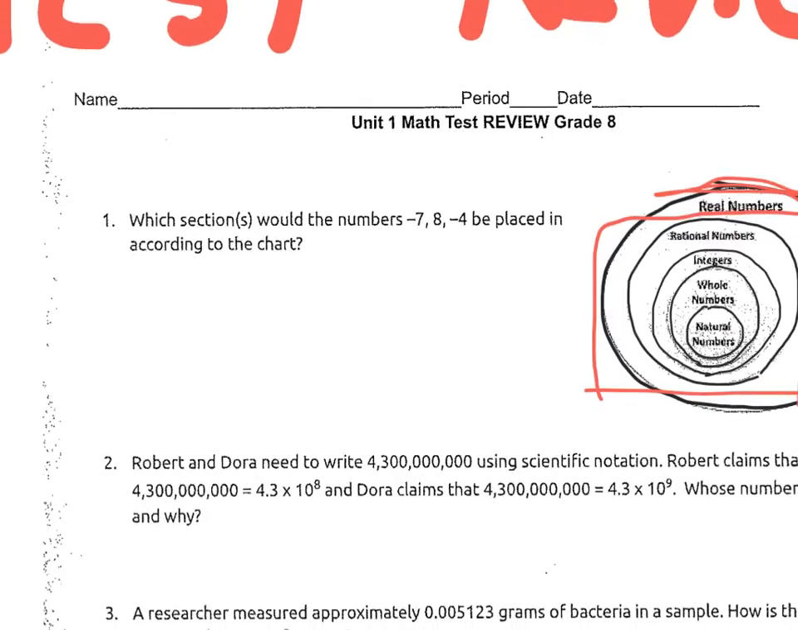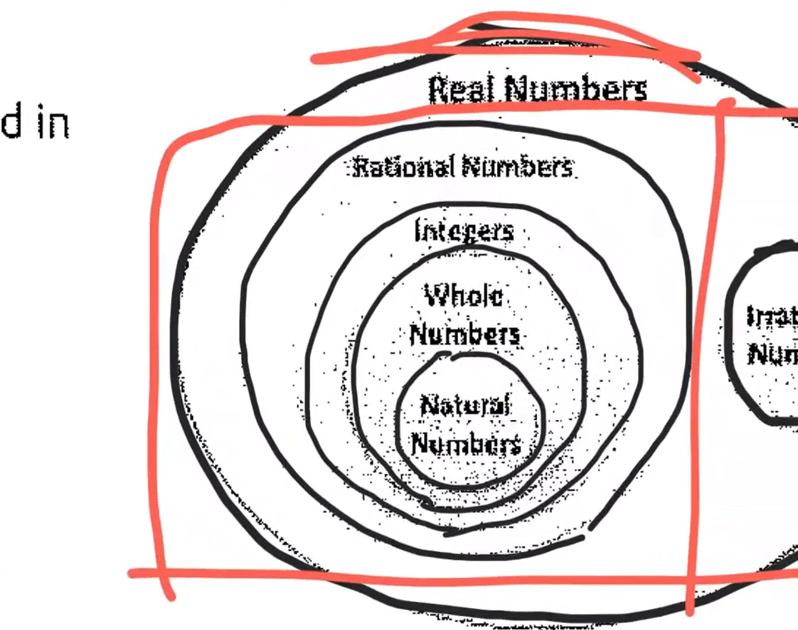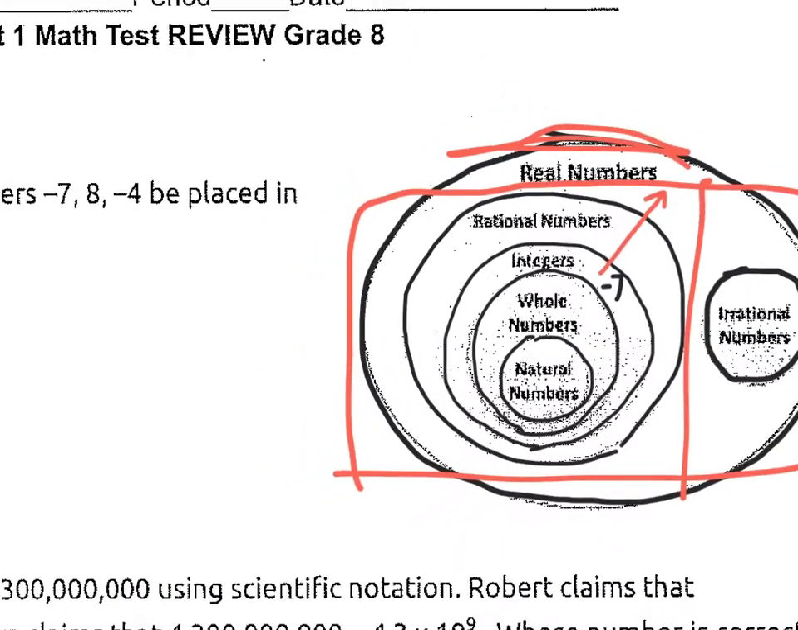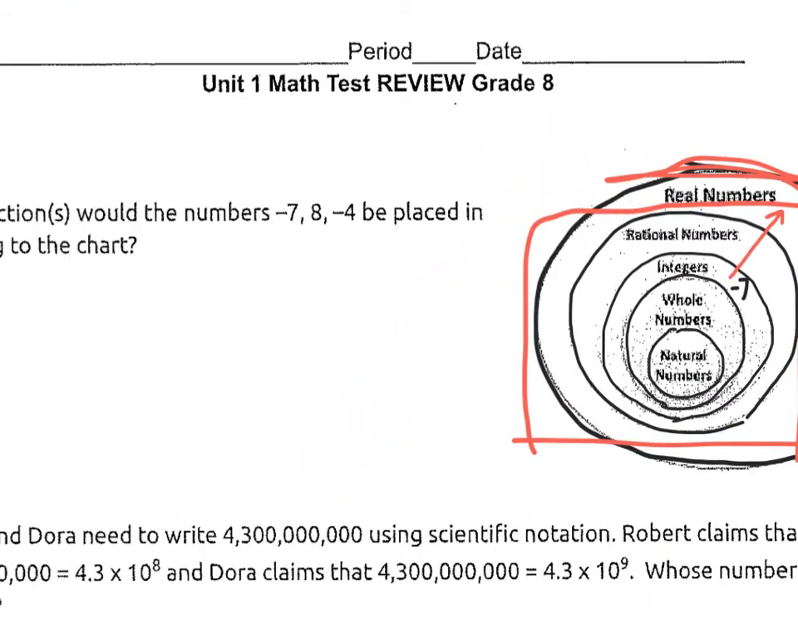So let's start labeling these. We'll start with -7. I'm going to write it in the circle to save a little bit of time. -7 is not a natural number, we don't naturally count to it. It's not a whole number because it is negative. It's going to be an integer because it's negative and it doesn't have any parts to it: no decimals, no fractions, no percents, no nothing. So we'll go all the way out to real numbers. Now I'm going to come over here and label it real quick. So -7 is an integer, a rational, and real.